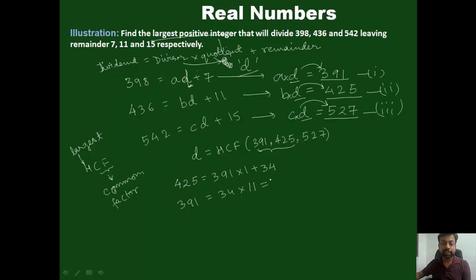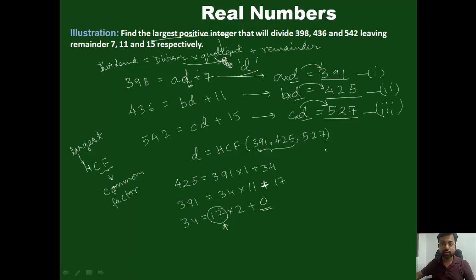You have 340, 373 and the remainder 374. So 374 is what you get. So you have 17 as the remainder in this case. Again, it's non-zero. So you have 34 is equal to 17 into 2 plus 0. The remainder comes out to be 0, which means the divisor in this case, which is 17, becomes the HCF of the two numbers 391 and 425.